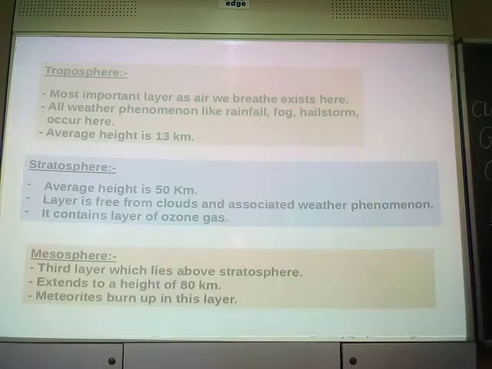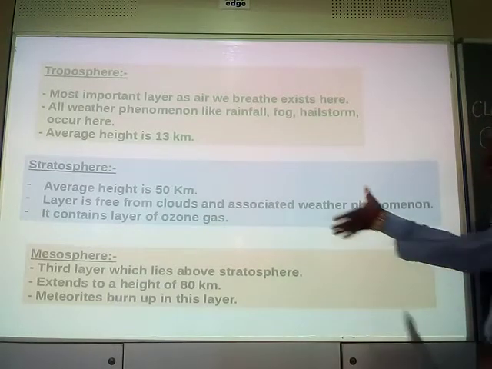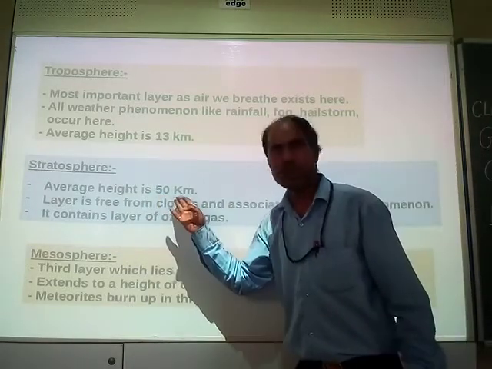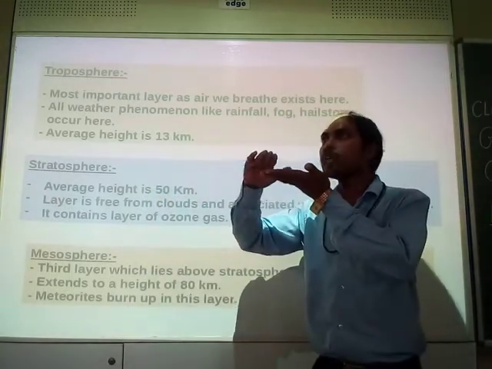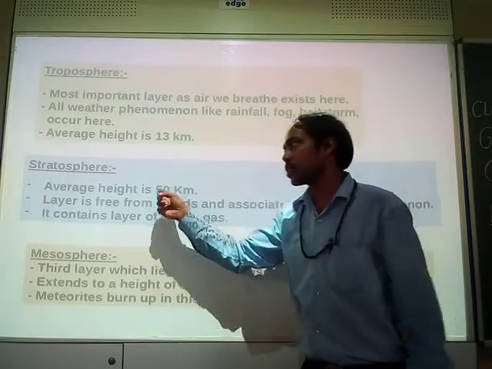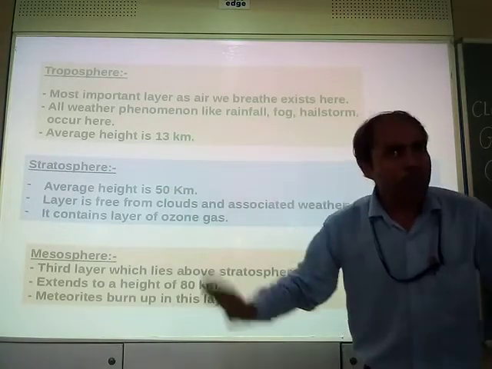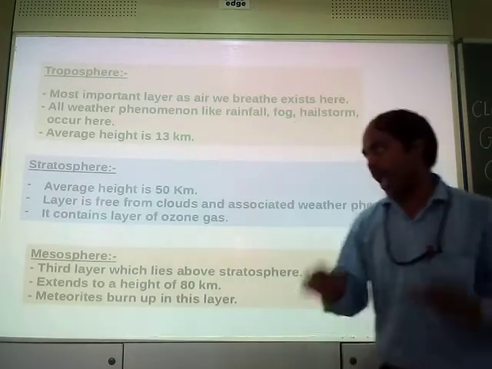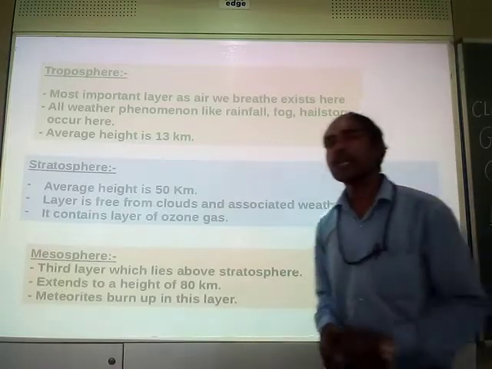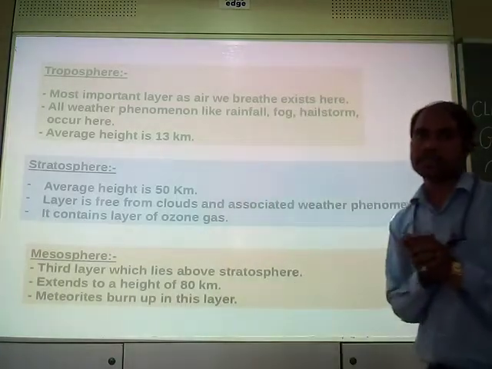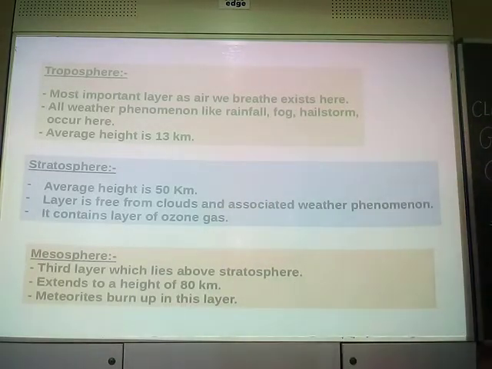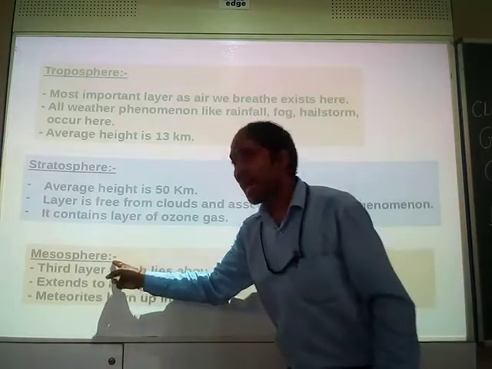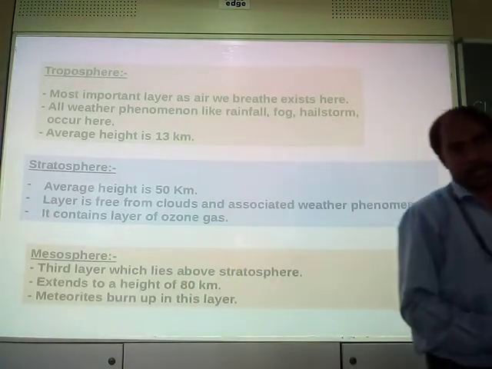Okay, so these are the features of stratosphere. Okay, average height is 50 kilometer. From 13 kilometer to 50 kilometer it is stratosphere. It is free from clouds. No weather phenomenon takes place in this layer and it contains a layer of ozone gas. Clear? Yes. Now beyond stratosphere we have mesosphere.